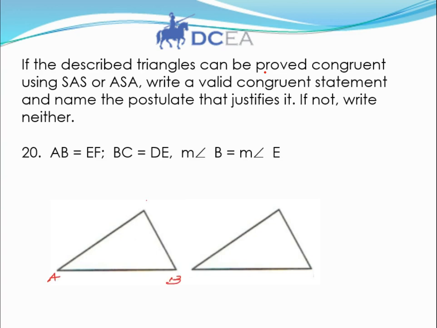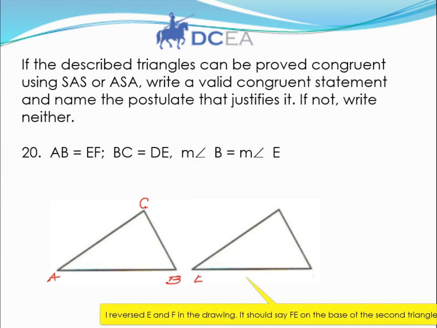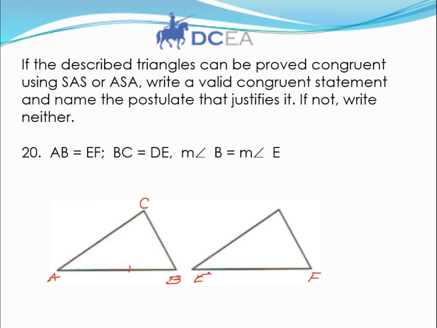They don't give you triangles for the homework. I put the triangles in there because it gives me a visual. So AB equals EF. So right now I can set this up for them to be congruent. BC would be congruent to DE. And the measure of angle B would be congruent to the measure of angle E.